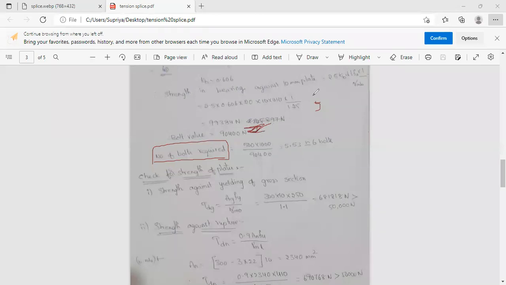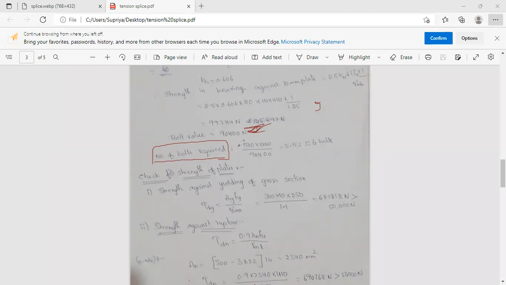This is the strength of one bolt and the load coming is 500 kilonewtons. So the number of bolts required will be total strength divided by strength of a bolt. If we do the total strength divided by strength of a bolt, then we will get the number of bolts. Like, if 6 apples cost 60 rupees, then 1 apple is 10 rupees.